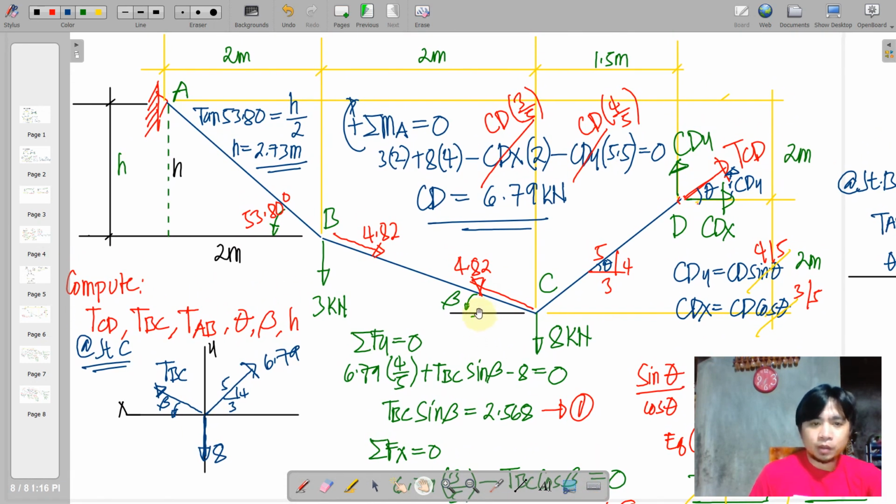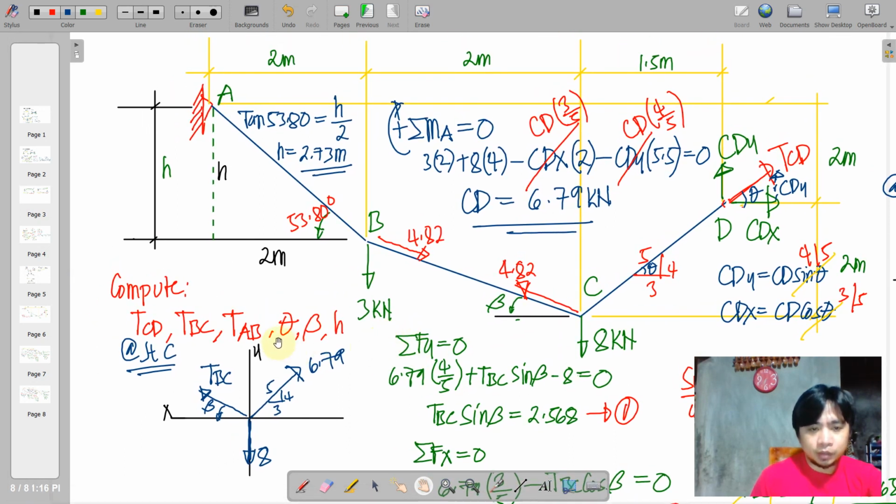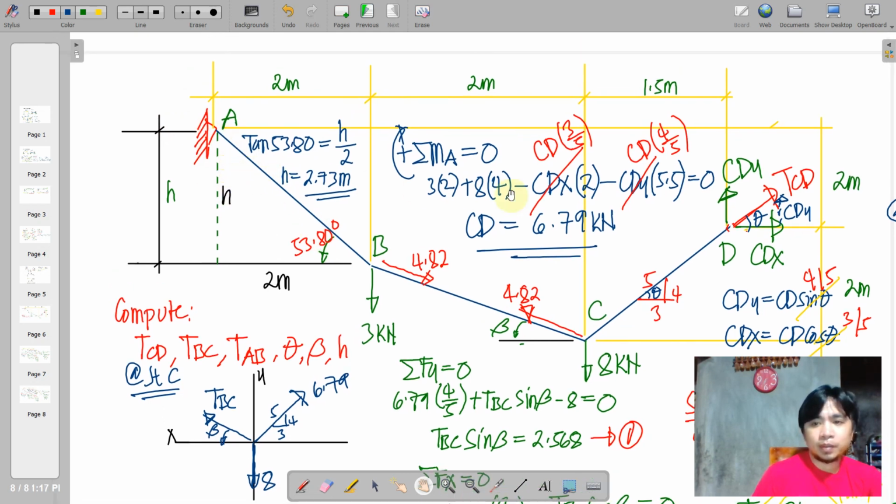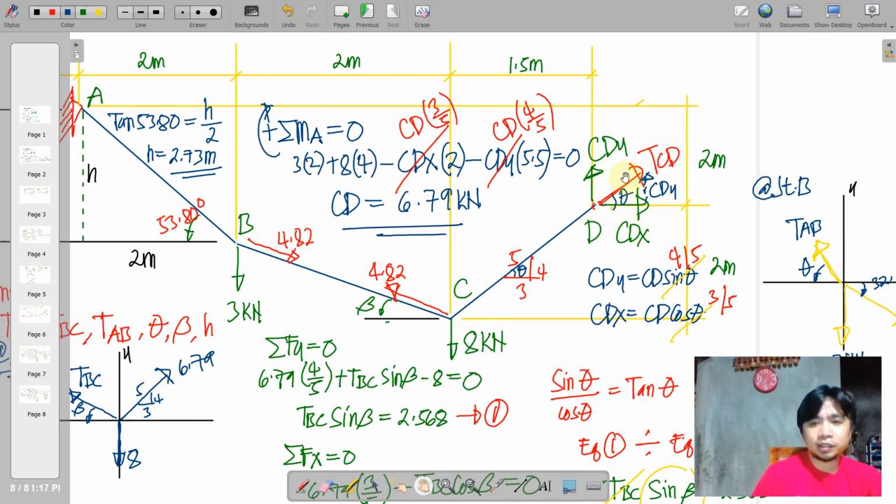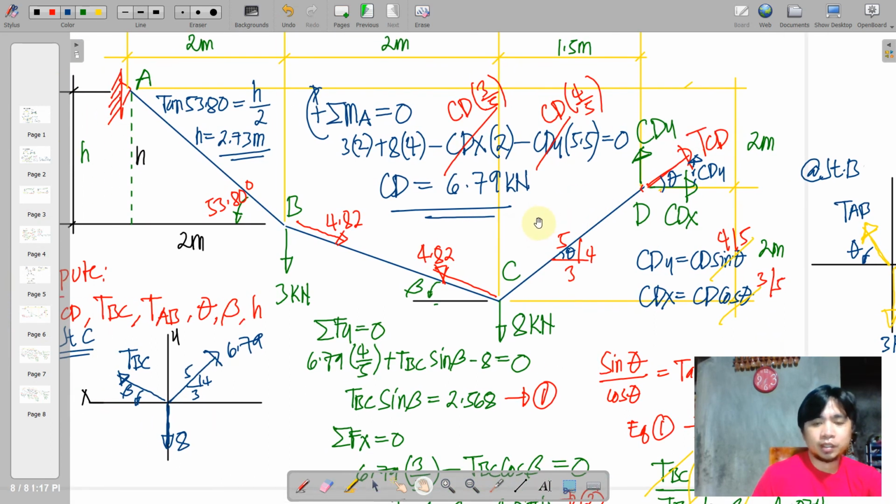So as we can see, the pattern of the solution is just take the whole structure and then proceed with the joint-to-joint method in order to solve for the unknowns. And actually, another possible unknown here are the reactions at A and D. We can actually use the values here, and then the components of AB will be the reaction at A. And the same is true with CD, CDX and CDY are actually the reactions RDX and RDY in the problem.